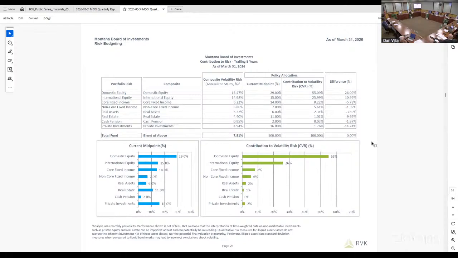International equity contributes not quite twice the amount of volatility relative to its midpoint allocation. If you look at the other asset class tools that you have, they contribute much less volatility, especially relative to their planned allocation. This is a totally normal result, and that's why we pay so much attention to equity beta and correlation, because it does drive risk.